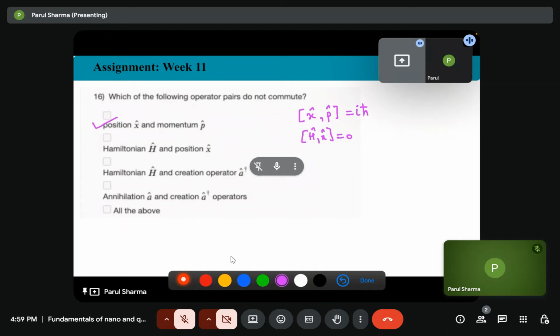H and a dagger. So we saw that the commutator of H and a dagger was giving us h omega a dagger. It means it also doesn't commute. Then annihilation a and a dagger. So we saw that the value of the commutator of a and a dagger is equal to 1. So a and a dagger also don't commute. If the commutation is not equal to 0, then it doesn't commute. So x and p doesn't commute, H and a dagger doesn't commute, and a and a dagger doesn't commute.